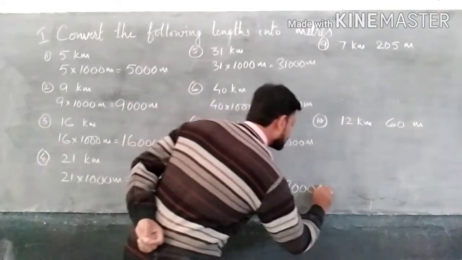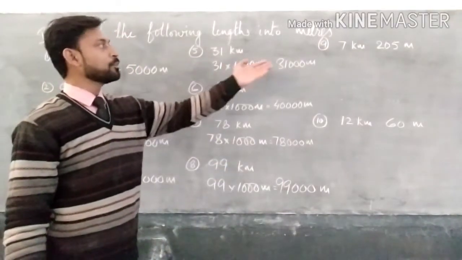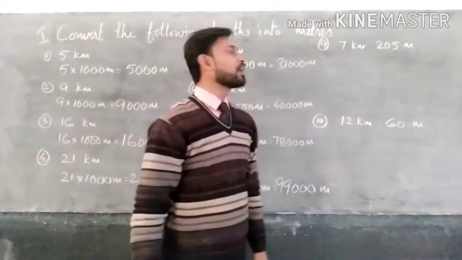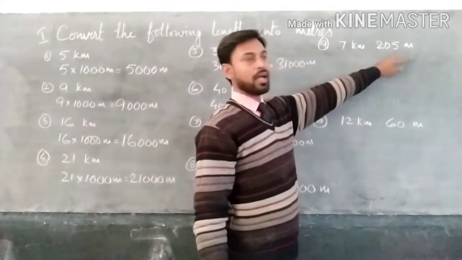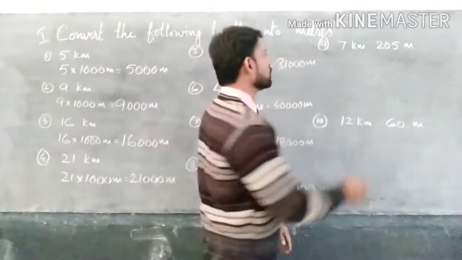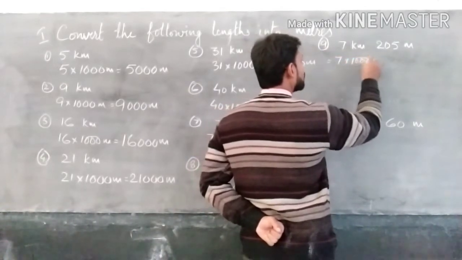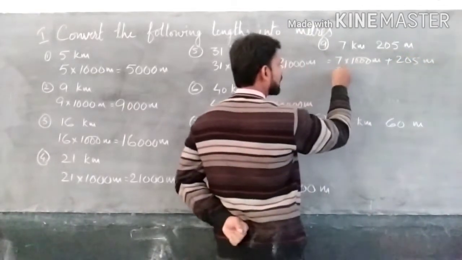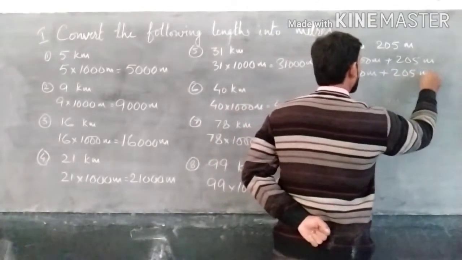99000 meters. Now the next type of question is here, 7 kilometers and 205 meters. This we have to convert into meters. So this is already in meters and this portion is not in meters. So convert this first into meters. So this is 7 into 1000 meters plus 205 meters. This can be written as 7000 meters plus 205 meters.